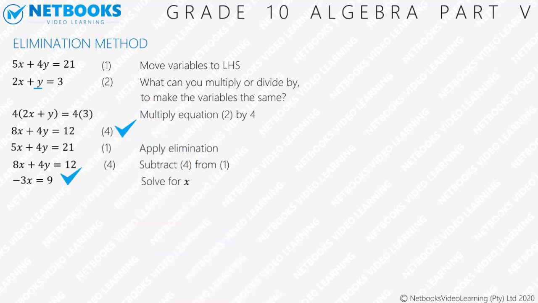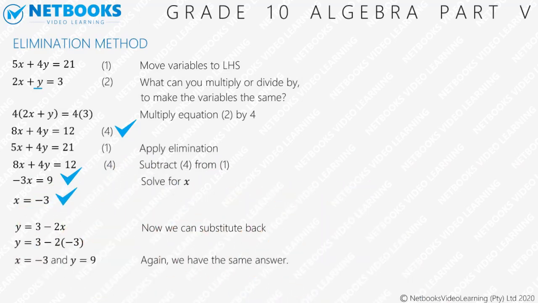Solving for x, we discover that x is equal to negative 3. A mark is allocated to the correct answer. This is the same as we previously calculated using the substitution method. Next, let us substitute this x value into any of the equations and solve for y. Substituting x into the expression for y, we can easily solve y to be 9. The final mark has been awarded. We have achieved the same answer using substitution or elimination.